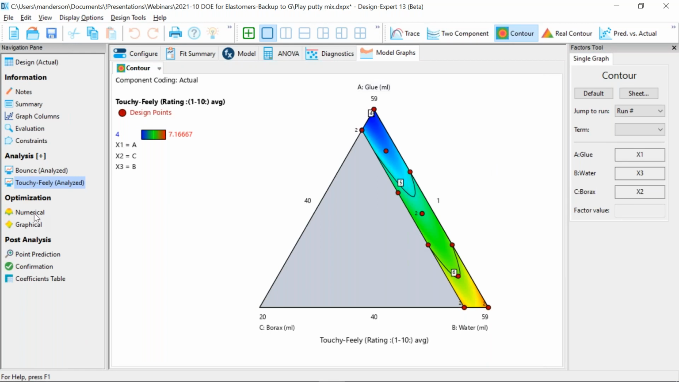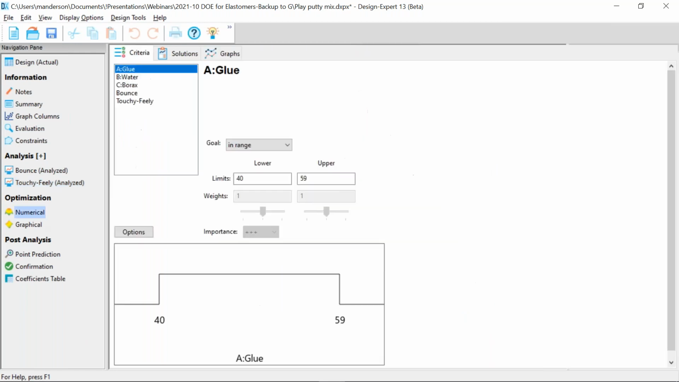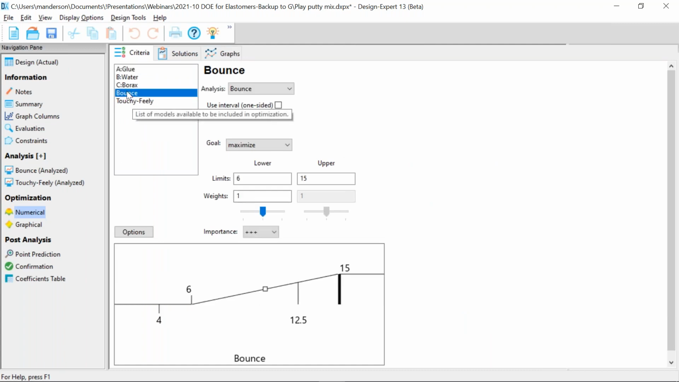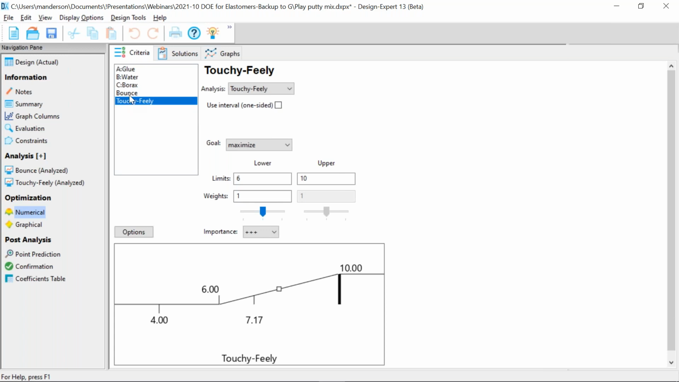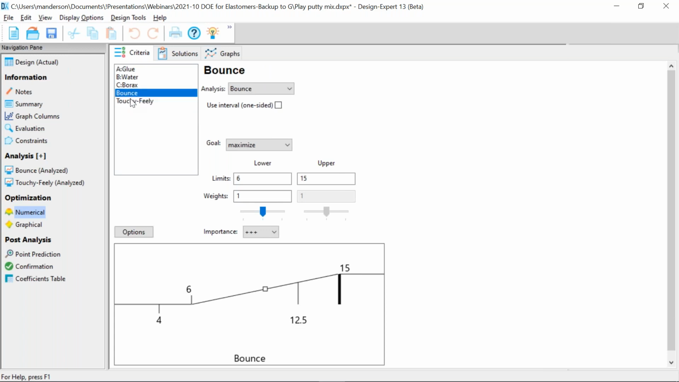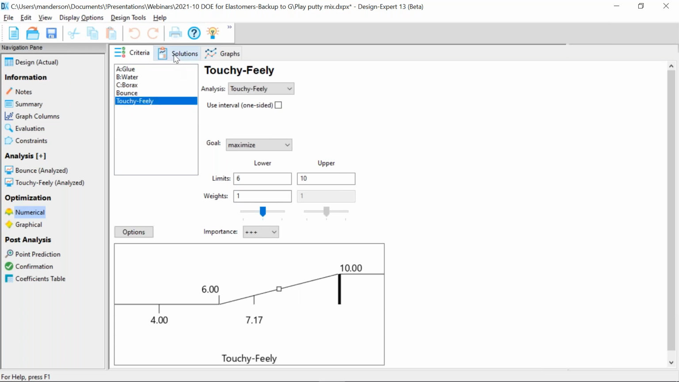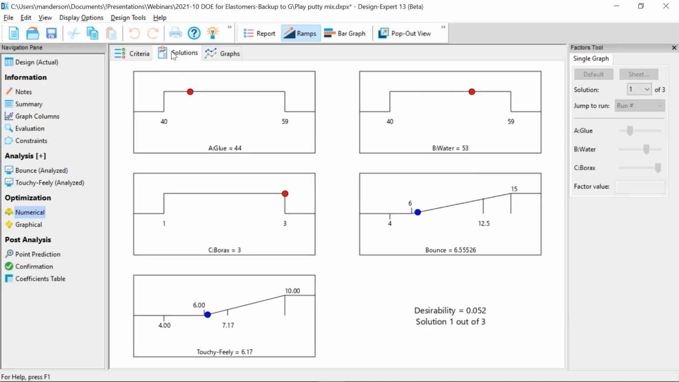Now what we can do then at the end, if we've got two decent models like we have, we can play off the bounce and the subjective touchy-feely results and try to get maximum bounce, maximum touchy-feely results. And this gives us our solution that tells you how much glue to put in, how much water, and how much borax, going to the maximum level that we tried. Did the best in terms of barely getting a bounce that we wanted.